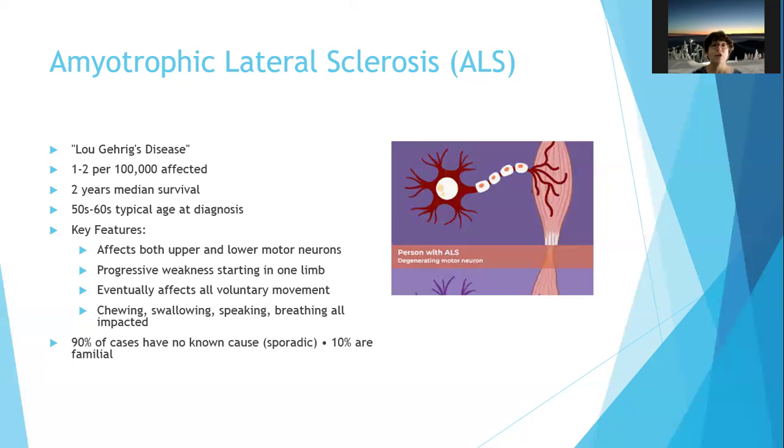So the typical age at diagnosis is 50s to 60s. The key features are that it affects both upper motor neurons, and the upper motor neurons are the ones where the cell bodies are in the cerebral cortex and they travel down to the spinal cord. The lower motor neurons, the cell bodies are in the spinal cord and they travel out to the muscles. So we'll talk way more about this in clinical neurology, but upper motor neuron and lower motor neuron symptoms will be a little bit different. And unfortunately, you get both with ALS.